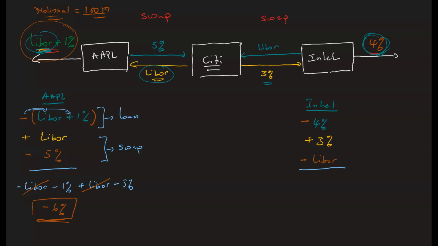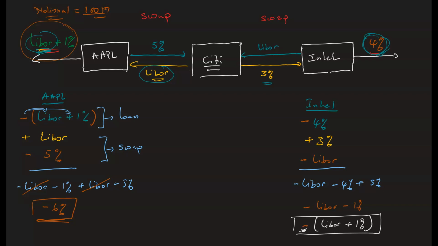So overall, what do we have? Overall, we have minus LIBOR minus 4% plus 3%. And so net we have minus LIBOR minus 1%, which is really minus LIBOR plus 1%. So Intel will be paying, that's why we have a negative sign here, a variable rate that's equal to LIBOR plus 1%.